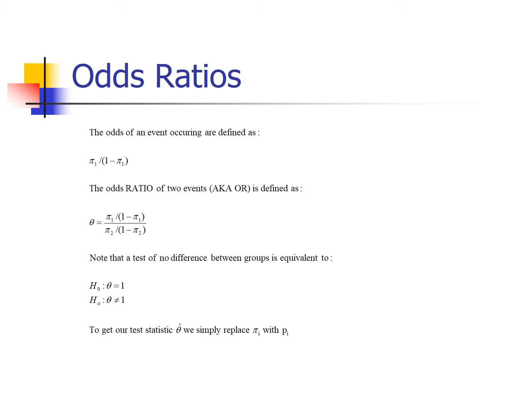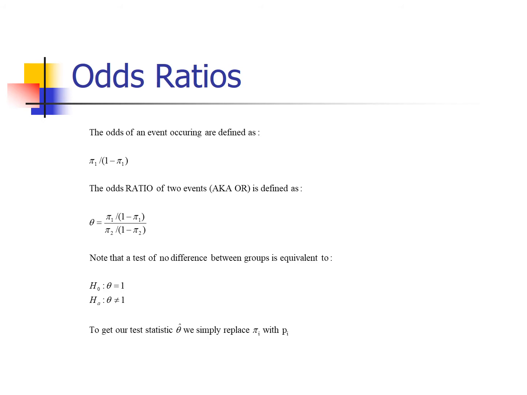So the odds of an event are what? The odds of an event are defined mathematically as the probability over 1 minus the probability. So if something has a 50% chance of occurring, then its odds are 1. If something has a 75% chance of occurring, its odds are 3. That should make sense.